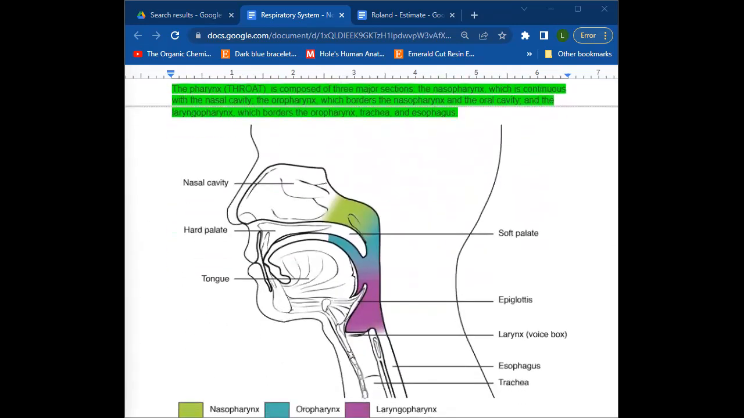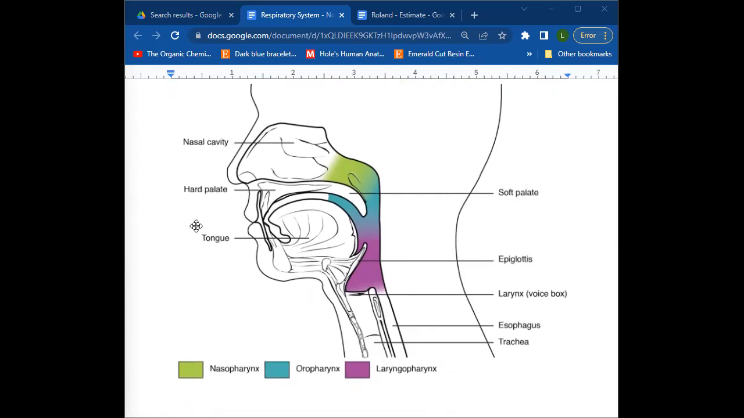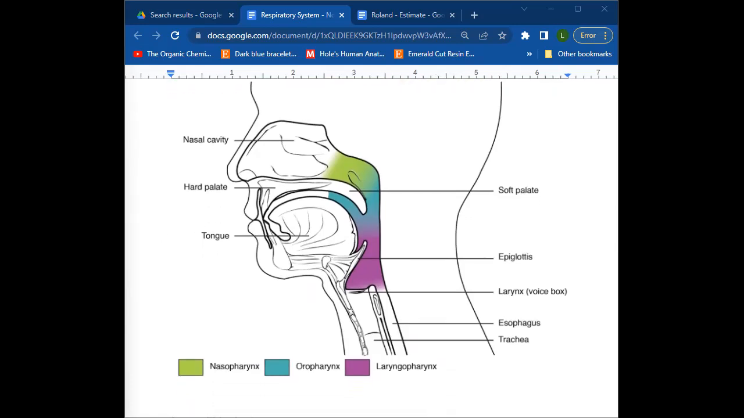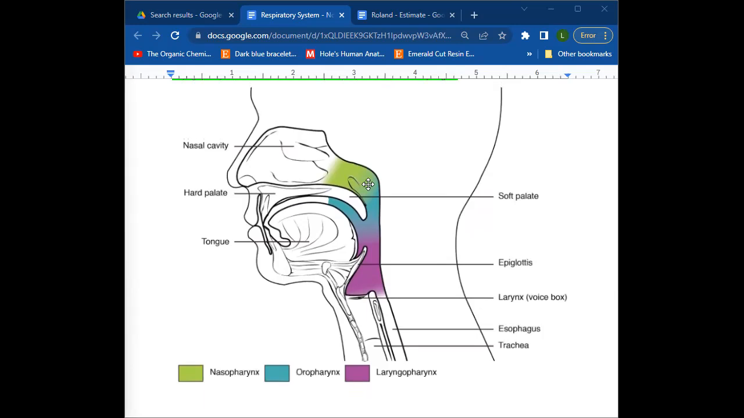Okay, now for the pharynx. We need to know that the pharynx is supposed to be the throat. And there's actually 3 different sections to the pharynx. There's a nasopharynx, an oropharynx, and a laryngopharynx. As you can see, the nasopharynx is behind the nose at the very back. The oropharynx is at the back of the mouth. And then the laryngopharynx is down low by the larynx.